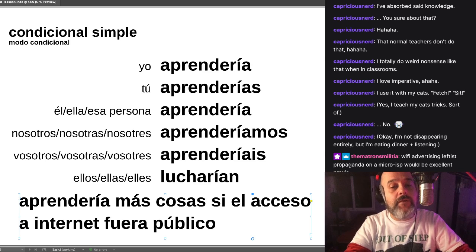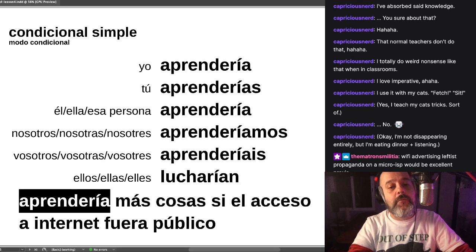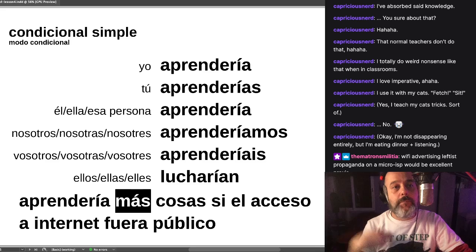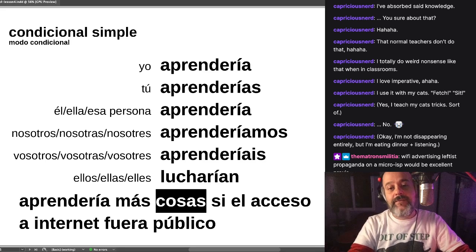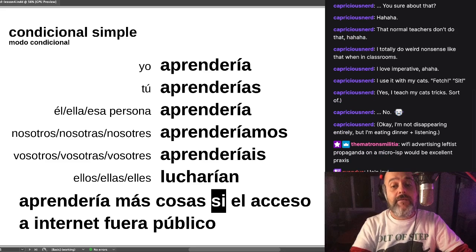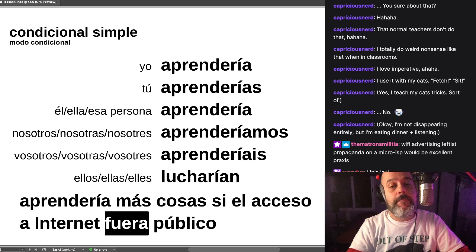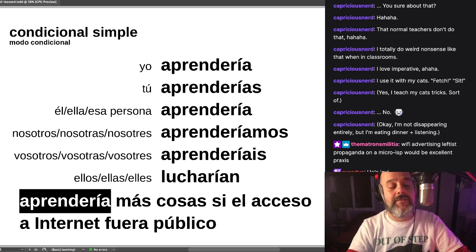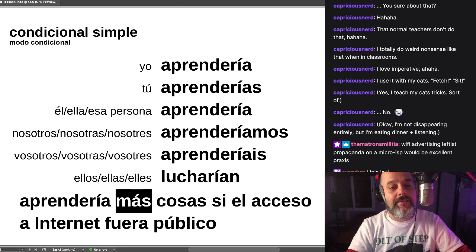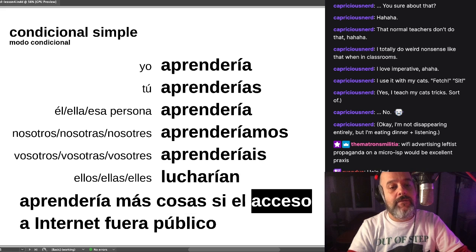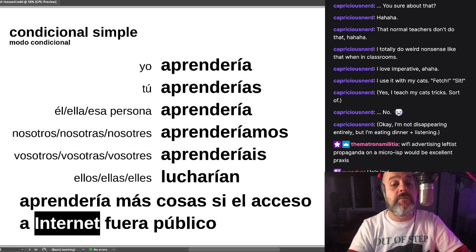I love that. So, aprendería más cosas. I would learn more things. I would learn more. Yeah, aprendería. I would learn más. Más is more. Also plus. Cosas, things. Again, if el acceso, the access a internet. Whoops, I didn't capitalize internet, but you know what I mean. Fuck capital letters anyway. But yeah, si el acceso a internet fuera público. Again, I would learn more things if the access to internet would be public.